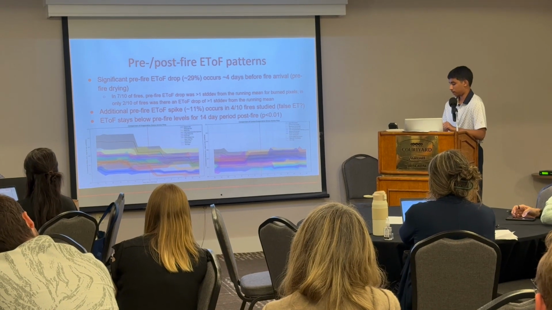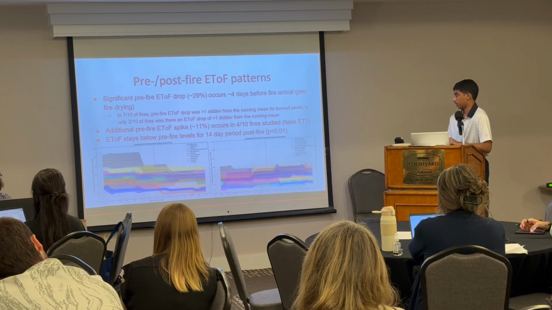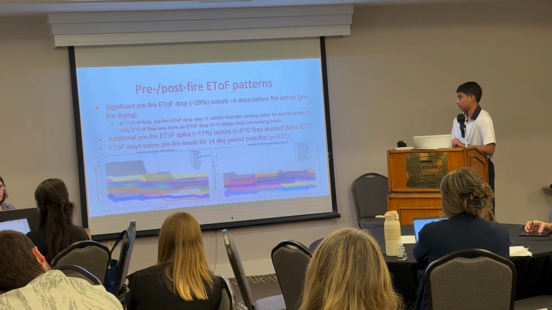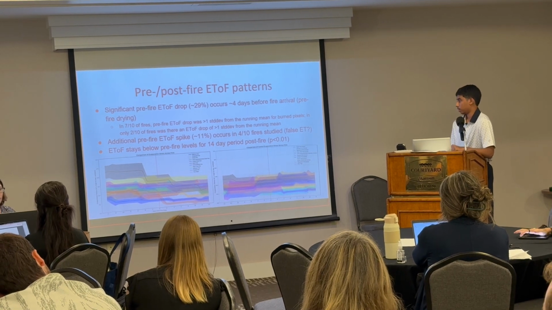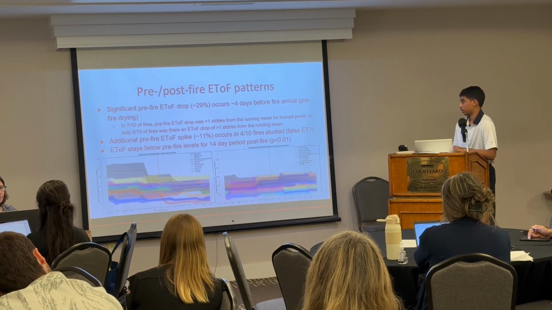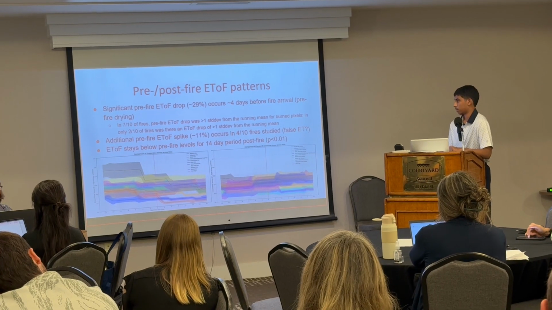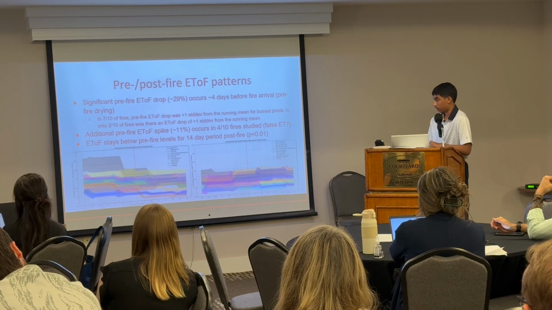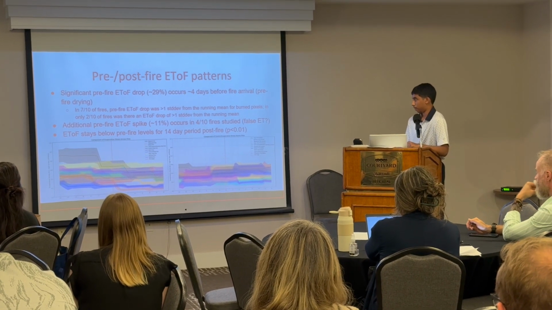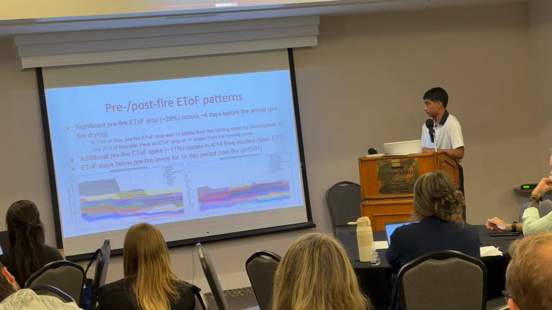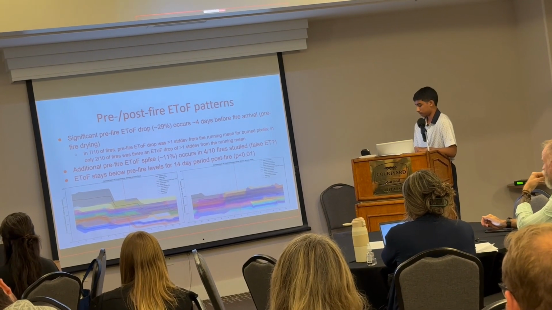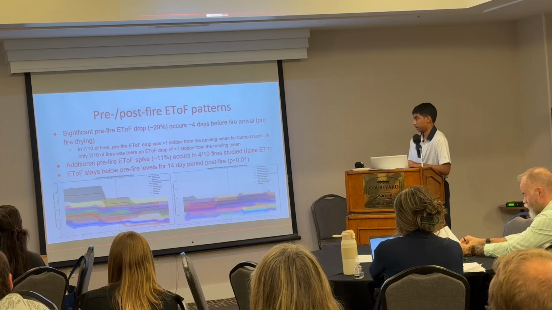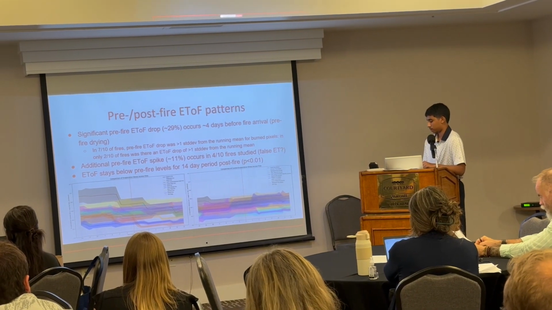For our main findings, as you can see in the left graph, we saw a consistent pre-fire drop in the experimental fires. Before the fire actually hit, which is notated by the dotted red vertical line at t=0, we saw a consistent ETof drop of about 29%, which is very significant, multiple days before fire arrival. The same drop tended not to occur in the control areas, which leads us to believe that this is definitely a fire-driven response.